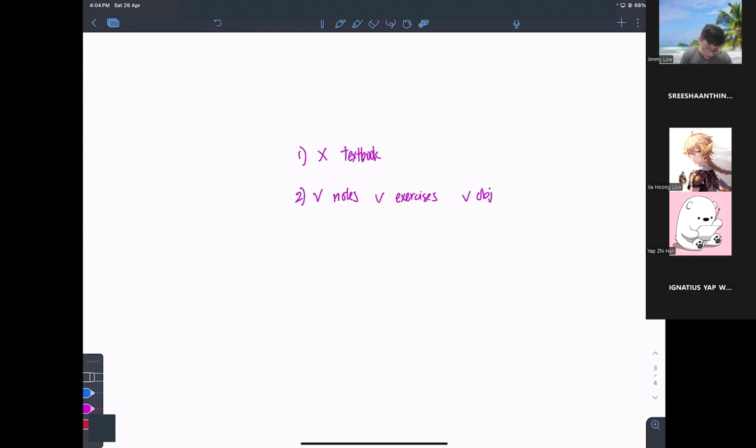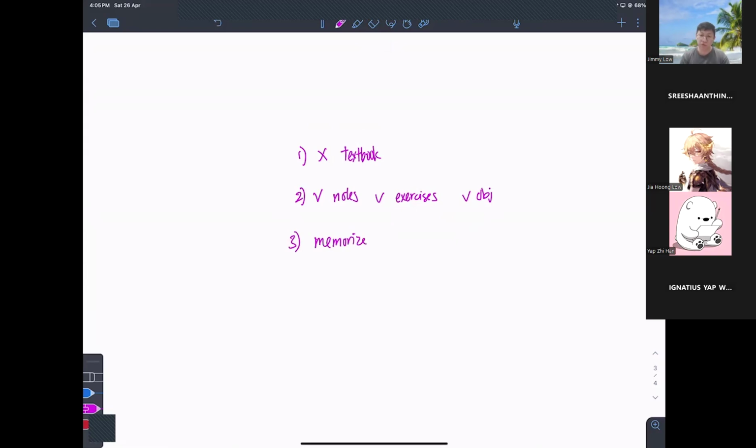So the third one, let me think. Yeah, I guess that's all. No textbook. You go through the notes, the exercises, and the objectives. This is how you do the revision. Don't waste your time doing other stuff. Oh yeah, the last one: we do memorize something.